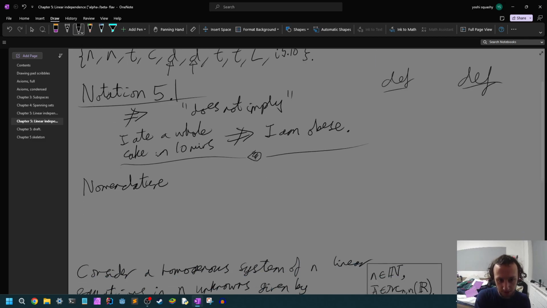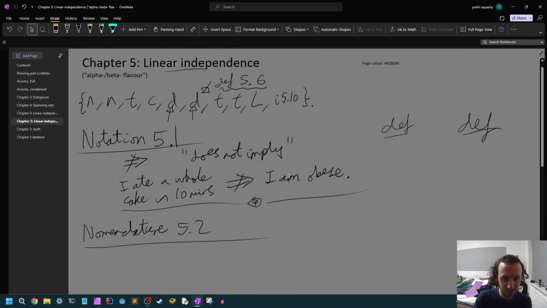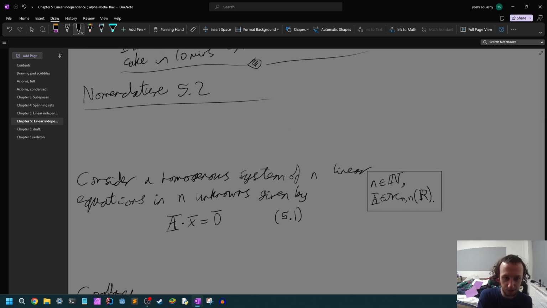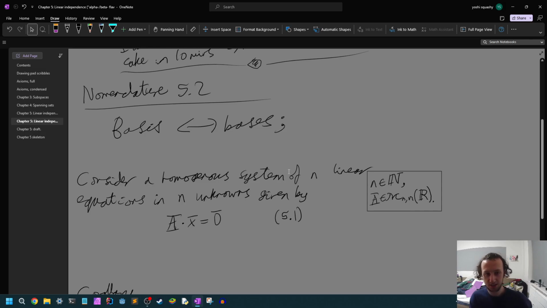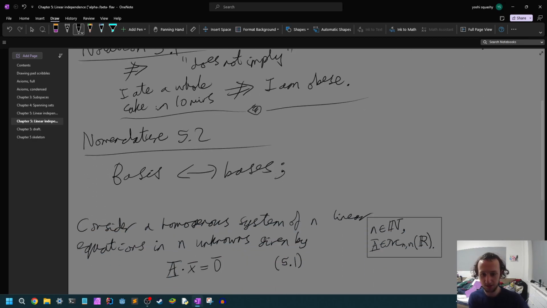Now we're going to move on to nomenclature 5.2. We'll be looking at bases next in chapter 6, and the plural of a basis, which is a mathematical object we'll define next chapter, for some reason mathematicians have decided is bases. It looks like bases, but it's pronounced bases. Because this chapter and the one on spanning sets are going to tie into bases, I just wanted to make sure the terminology was clear. And that's all on that.